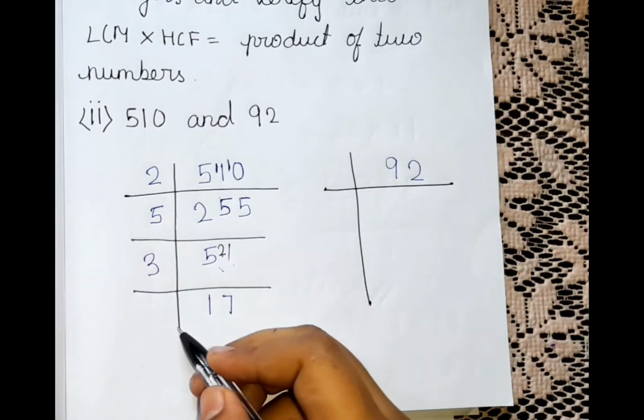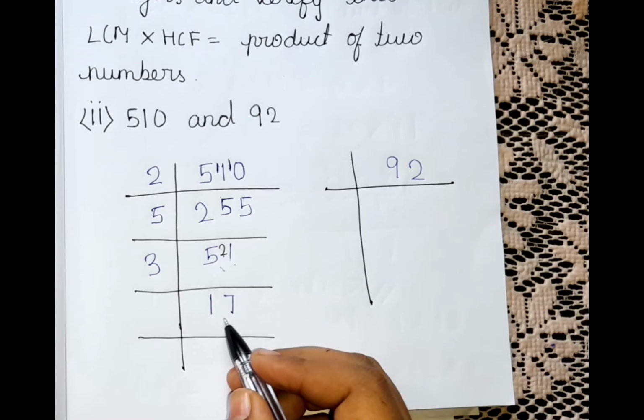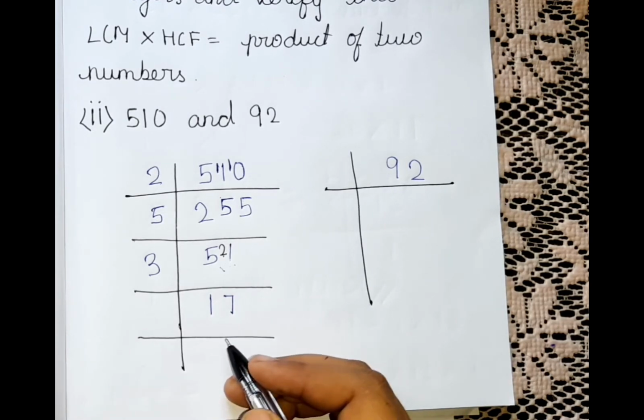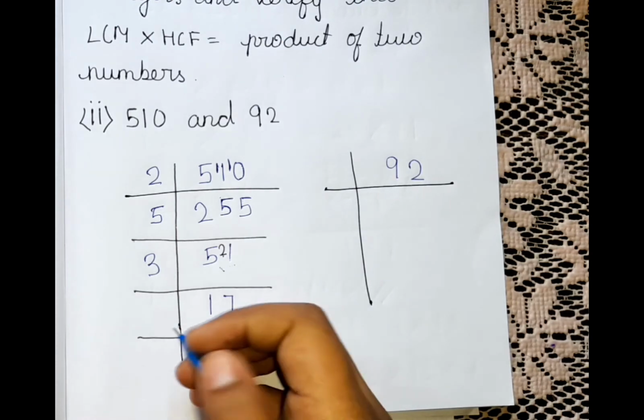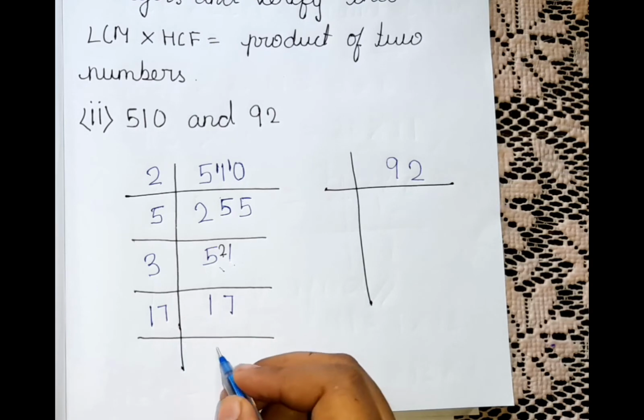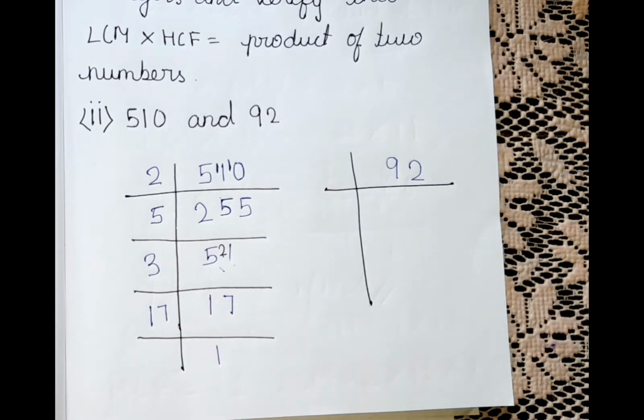Now let's do this. As you guys know, 17 is a prime number, so we can do it with the 17 table. Okay. So 17 is a prime number, so I am doing it in the 17 table. So 17 ones are 17. So finally we got one.